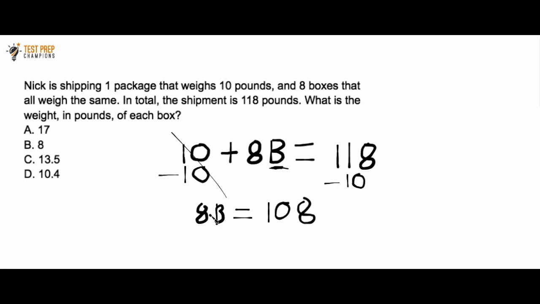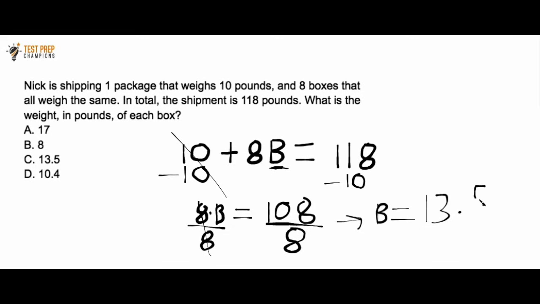And again, the name of the game here is to get B by itself. So it's 8 times B. What do I need to do here? Well, I need to divide by 8, because if we've got 8 times B, the opposite of times is division. 8 divided by 8 is 1. 1 times B is B, so the 8s are really canceling out here. But whatever I do to one side, I have to do it to the other. So I have to do 108 divided by 8. And if we throw that in our calculator, we'll see that B equals 13.5 pounds. And so we know that C is the correct answer here.